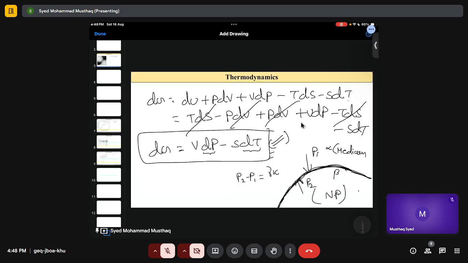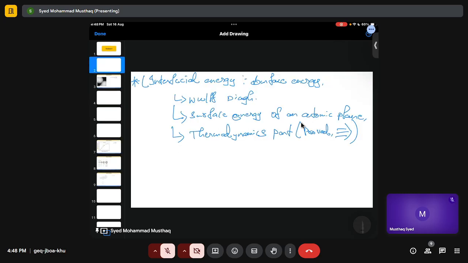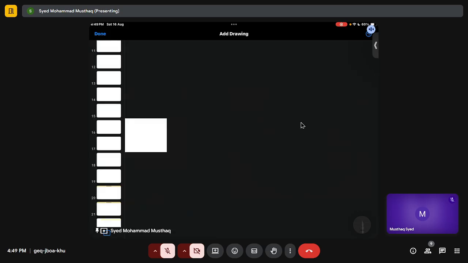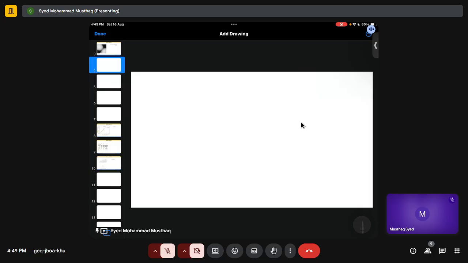So in this session we have discussed the Bull diagram is completed, the surface energy part of atomic plane is also completed, and then we have completed the thermodynamics part also. Now, the last part which we have missed was the atomic density. Right, so how to write the atomic density of any atomic planes.